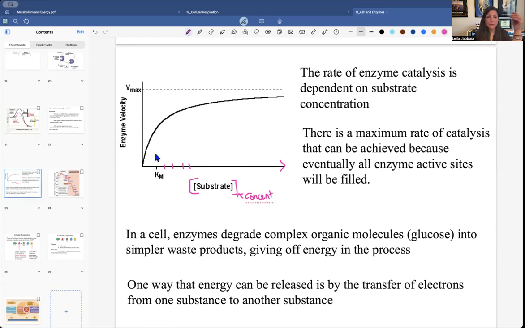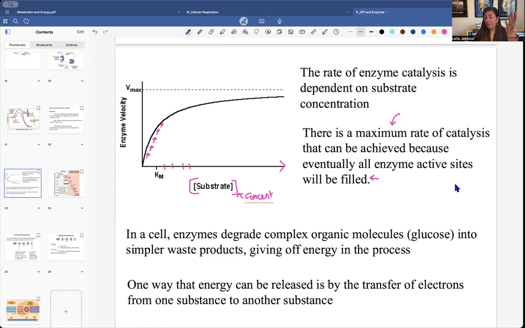So the more substrate you have, the more enzyme velocity you have. So the enzyme is like, more substrates come in and chop, chop, chop, chop, chop. It's like taking them in and helping them get catalyzed. And then at some point, it's plateauing. Because there's a maximum rate of catalysis that can be achieved, because eventually all enzymes' active sites will be filled.